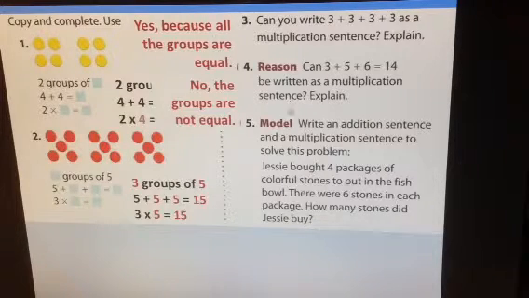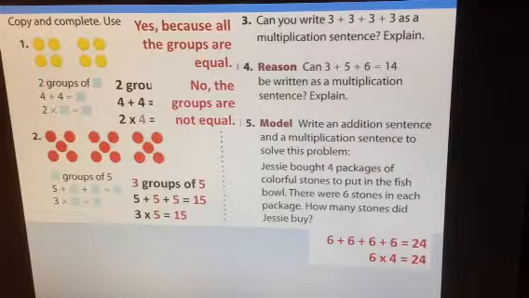Last question we did as a class, write an addition sentence and a multiplication sentence to solve this problem. Jessie bought 4 packages of colorful stones to put in the fishbowl. There were 6 stones in each package. Visualize that in your mind. 4 packages, 6 stones in each package. How many stones did Jessie buy? They want you to write an addition sentence and a multiplication sentence. So pause the video to do that now.